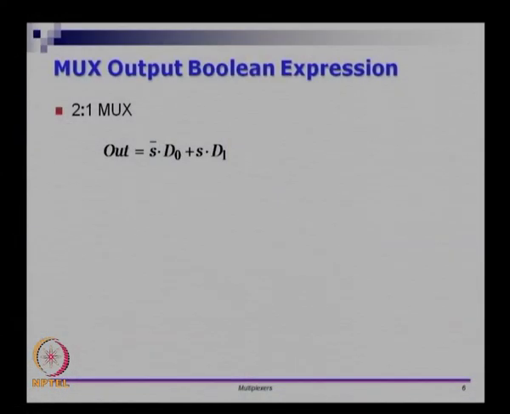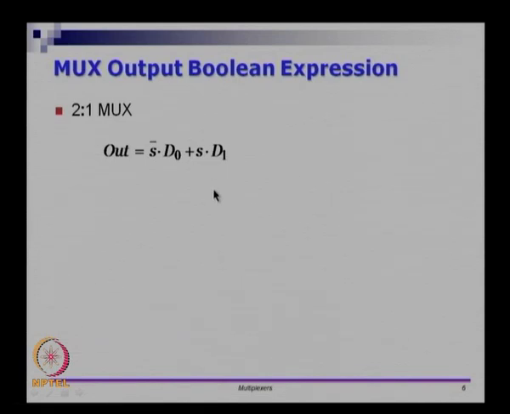I said that earlier, now I will say that explicitly. A 2 to 1 mux has this expression. If I have one select line called S, if S is off, then S is 0, then 0 bar is 1, 1 into D0. However, this term will become 0. So 1 and D0 is D0. If S is 1, this term will be 0, this term will be D1. So that is the expression for a 2 to 1 mux.